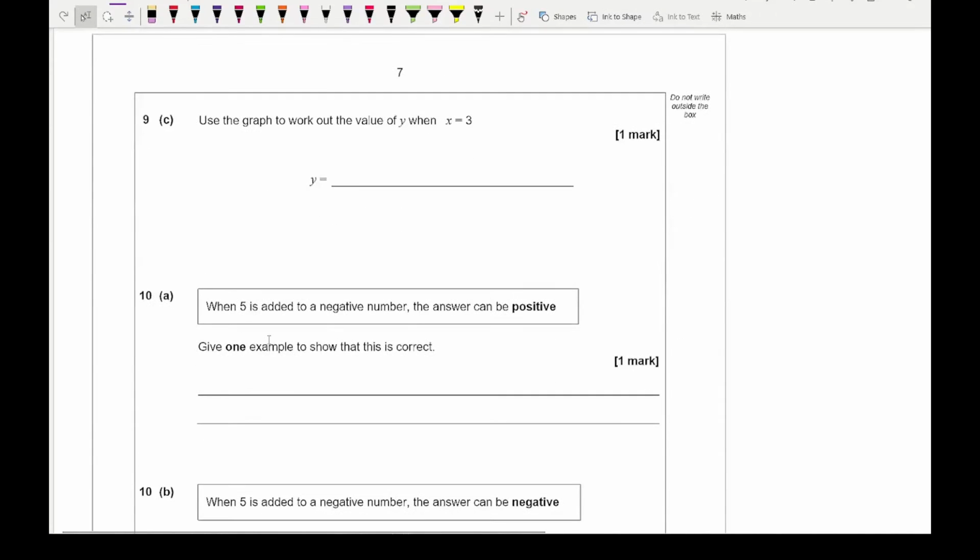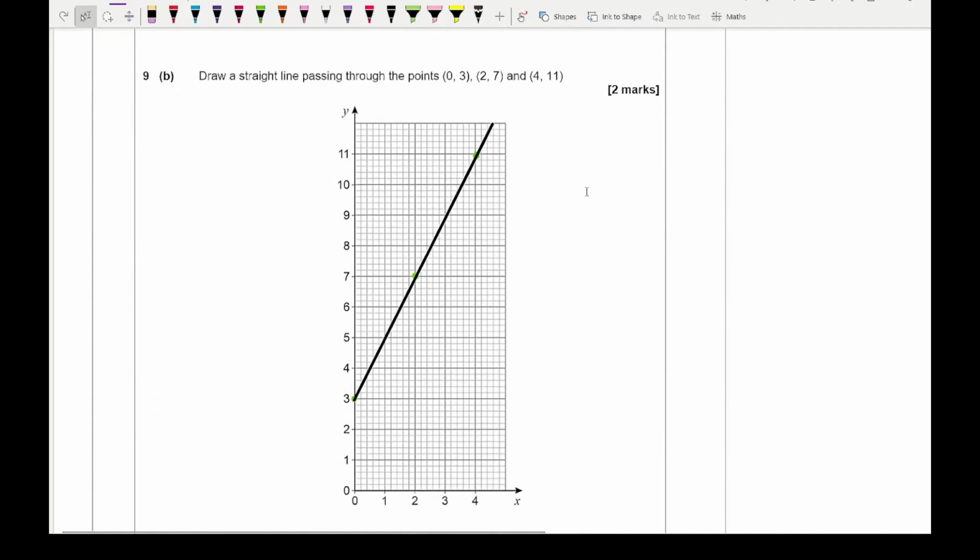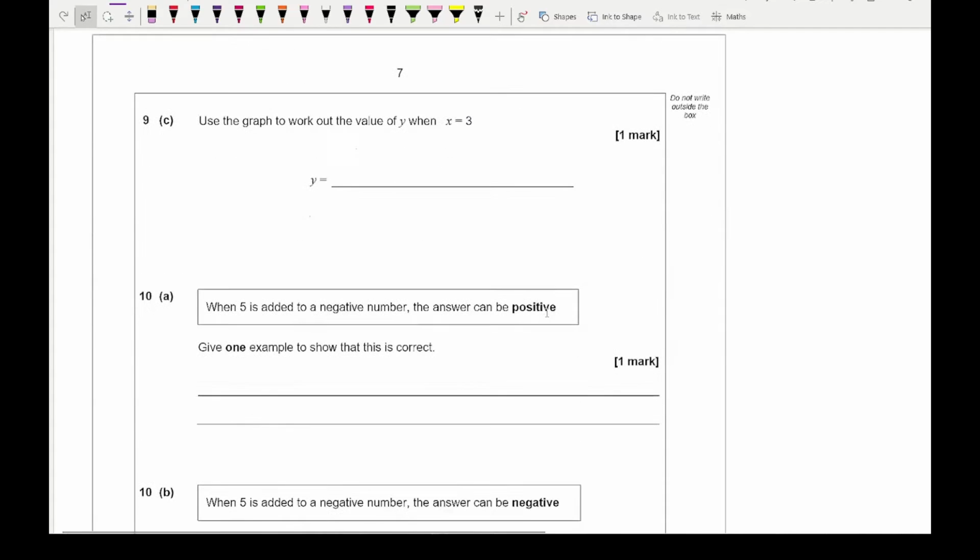Then moving on to question 9c, it says use the graph to work out the value of y when x equals 3. From x equals 3, which is here, if we draw a line, which should be straight, you can see that it matches up at 9. So the answer we need to write is 9. In the exam paper, depending on the accuracy of your line, they would accept, let's say, 8.9 or 9.1, but again, just half a square deviation from that.